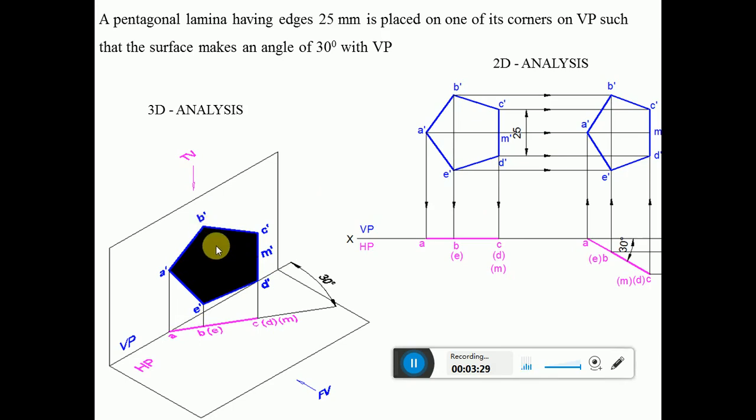And this is the perpendicular bisector. Once the surface is inclined, you can see that the perpendicular bisector is also inclined. That is the reason why AM is inclined at 30 degrees to VP. Once the perpendicular bisector is inclined, it in the front view is going to become the apparent length. Next we will go to the next step.